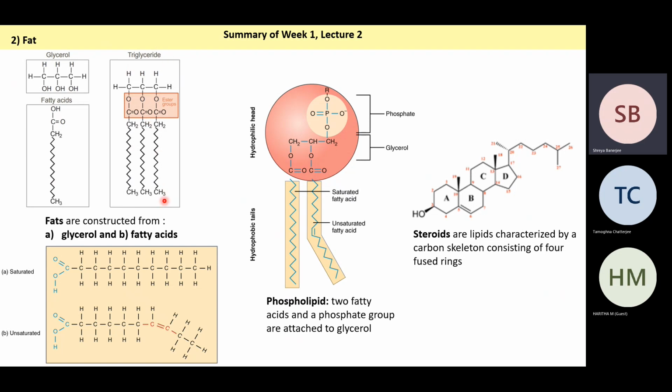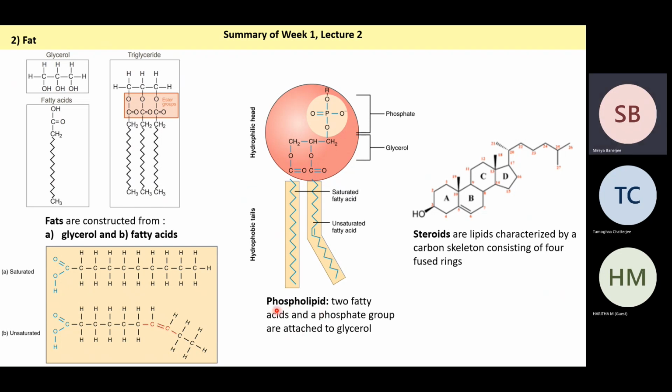And this fatty acid chain, as sir had discussed, can be saturated, meaning it is all single bonds, or it can be unsaturated, so there is a cis double bond in it. Whenever this double bond is there, there is a bend in the chain and the packing is not very good. So a straight chain can pack much better than this bent chain.